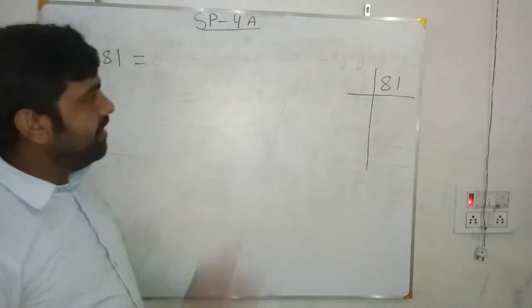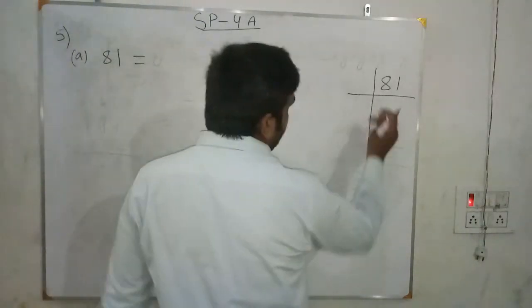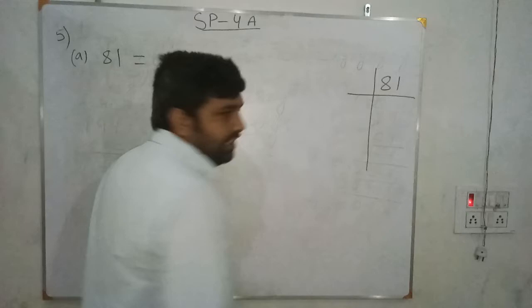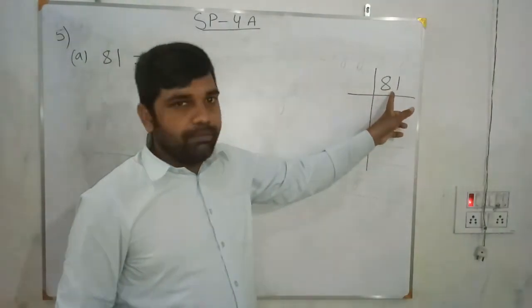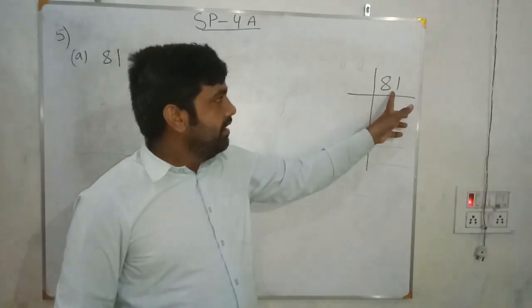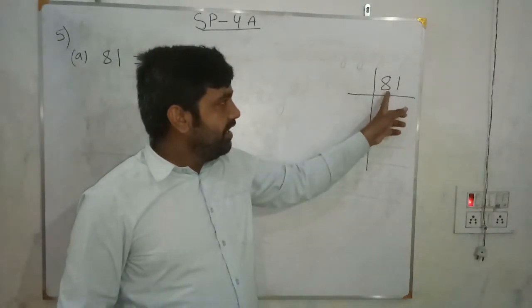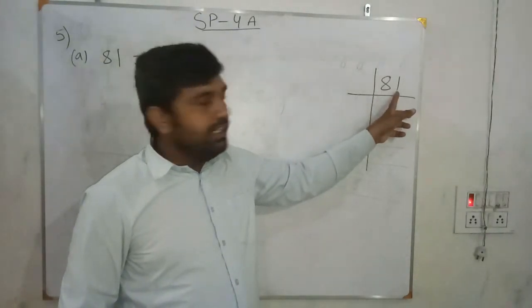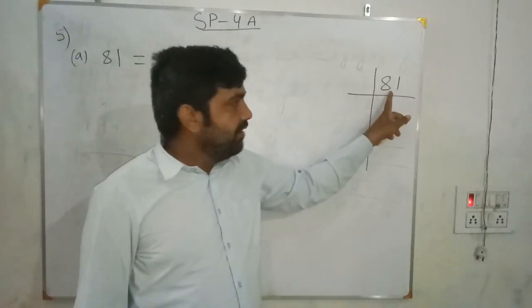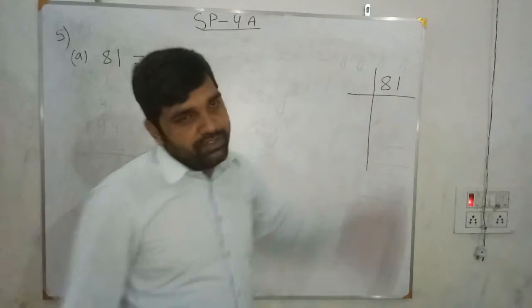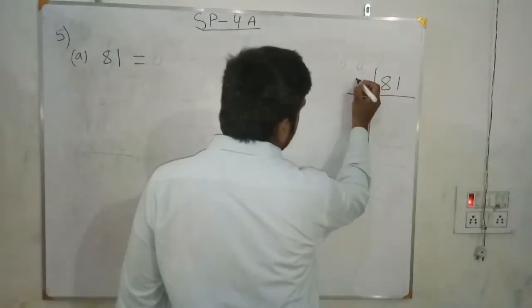Next prime number is 3. Yes, it is divisible by 3, because the sum of the digits is 8 plus 1, 9. If the sum of the digits of a number is divisible by 3, then the number is also divisible by 3. 9 is divisible by 3, so yes, this number will be divisible by 3.